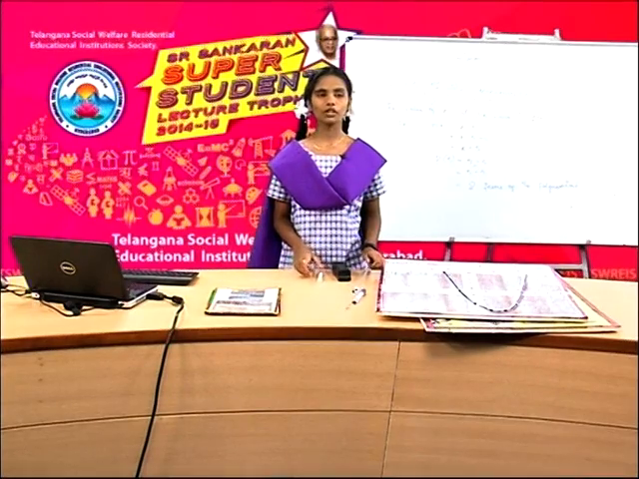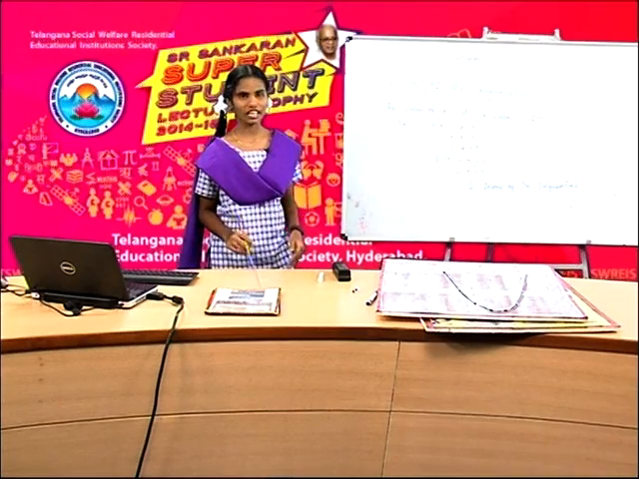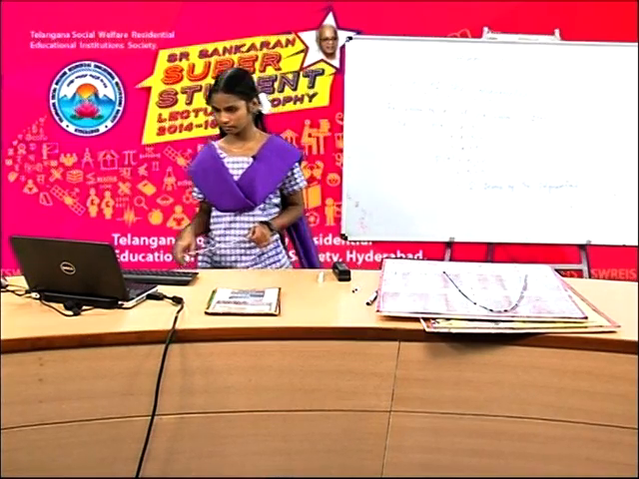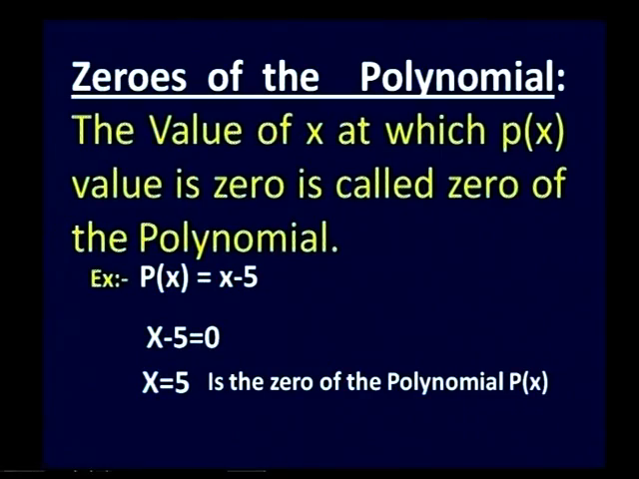Friends, now I am going to show these zeros of the polynomial in a PowerPoint presentation. If you see here, zeros of the polynomial means the value of x at which p of x value is 0 is called a zero of the polynomial. For example, here p of x is equal to x minus 5. When x minus 5 is equal to 0, I am taking 0 because I am going to find a zero of the polynomial. Now minus 5 will go to this side, it becomes plus 5. So x is equal to 5. It is a zero of the polynomial for p of x.